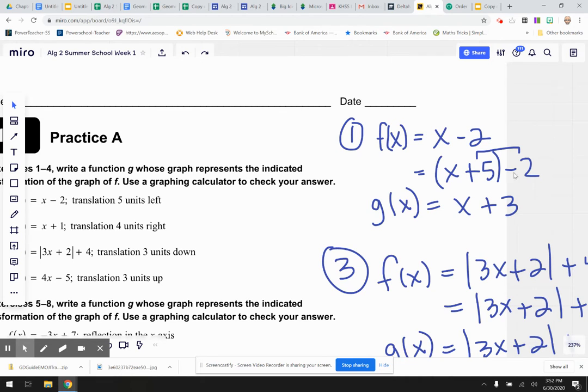Now, x plus 5 minus 2 can be combined. So your final function, your new g of x function, you started with f of x and you went to g of x. That new function is now x plus 3, because when you combine those two, you get a 3.